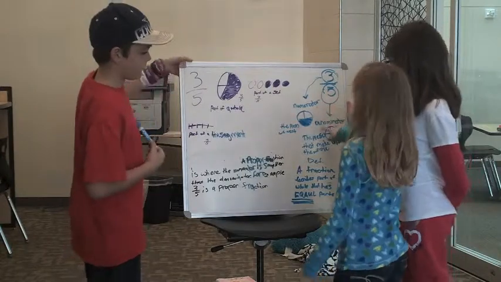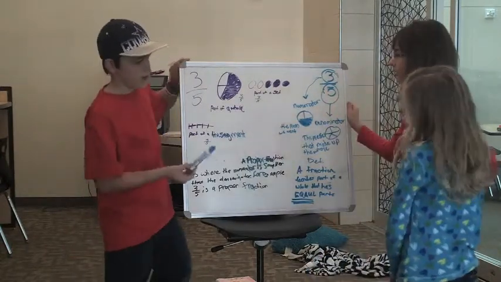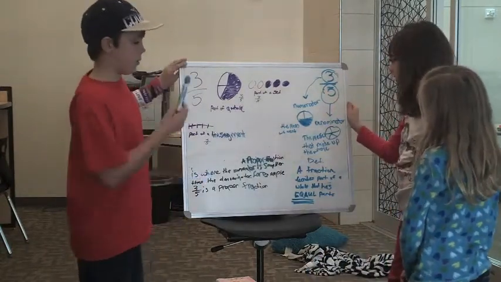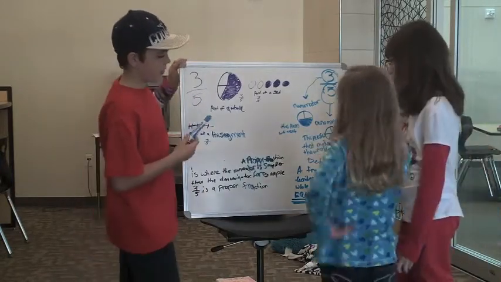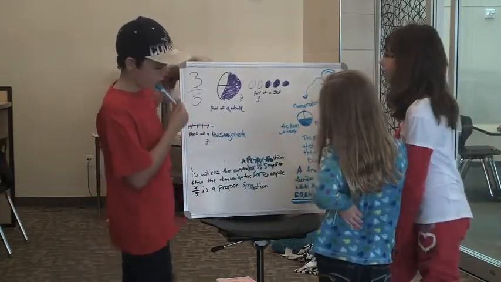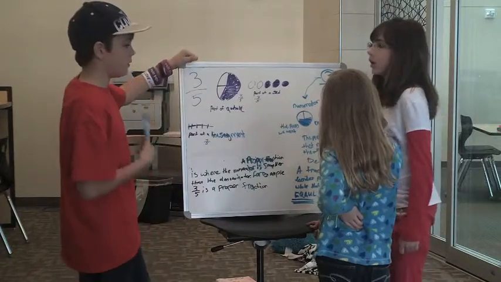What's the numerator and the denominator? The numerator is the number on top. It's the part, and the denominator is the whole. How many pieces make up the whole? Yeah. Oh, okay, I see.